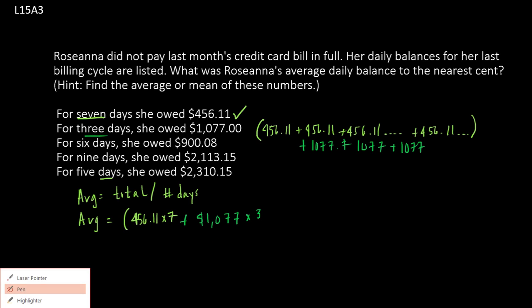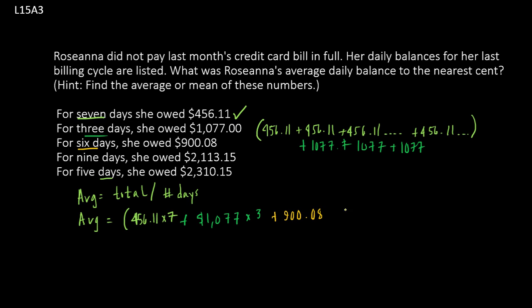Okay. Our next balance is $900.08. So we add $900.08 and we multiply by the number of days, which is 6. Keep going. She owed $2,113.15 for 9 days, so we multiply by 9. And finally, our last one, for 5 days, she owed $2,310.15. We multiply by 5. Okay? So I could have written it out all longhand like this, but then I would have ended up writing out 30 numbers, which I didn't really want to do. So again, this is just an abbreviated version.